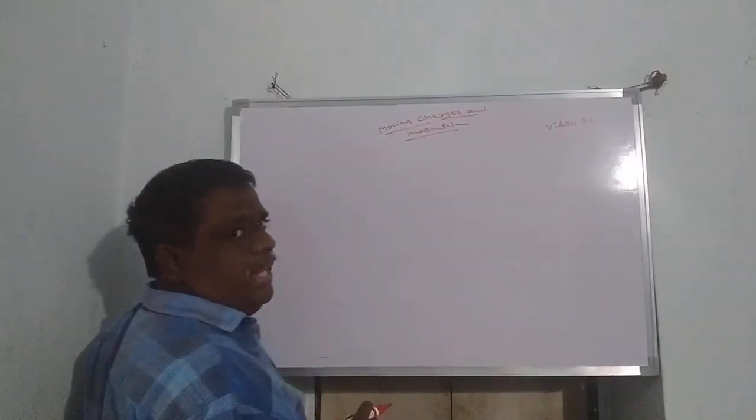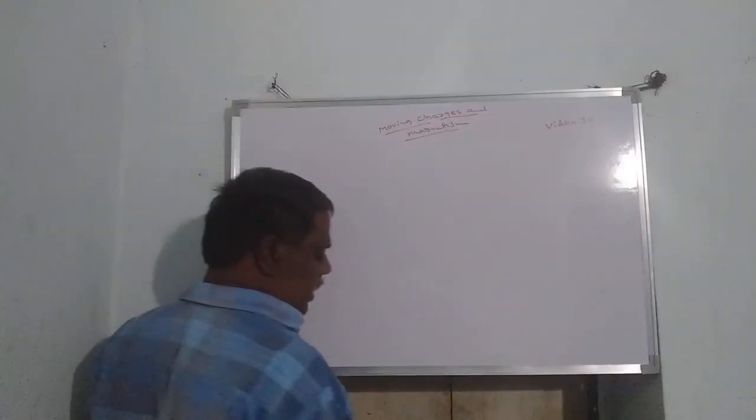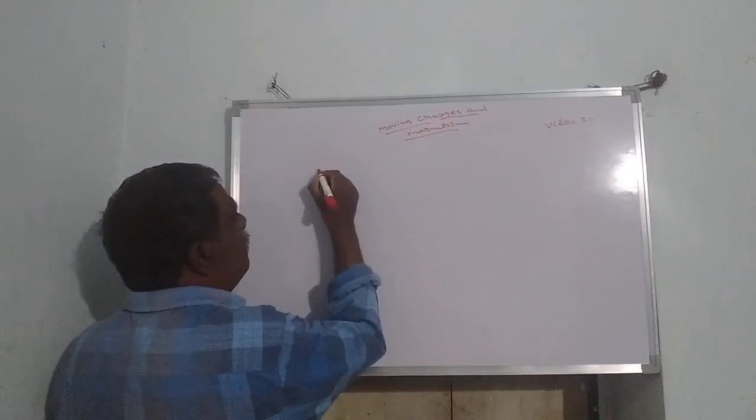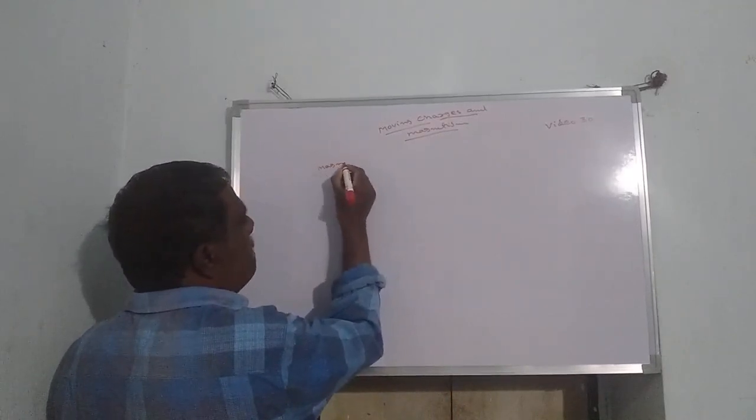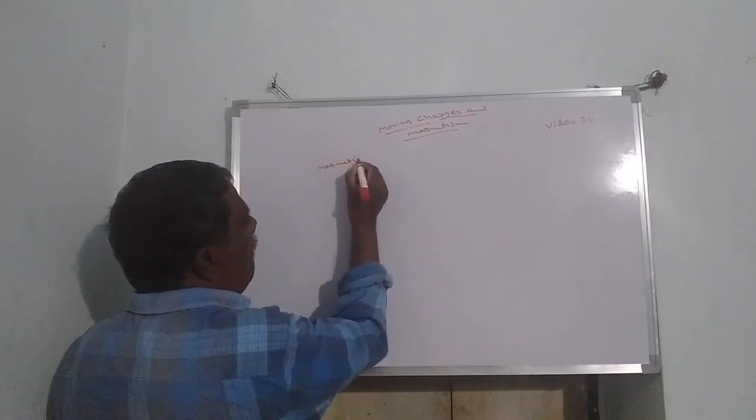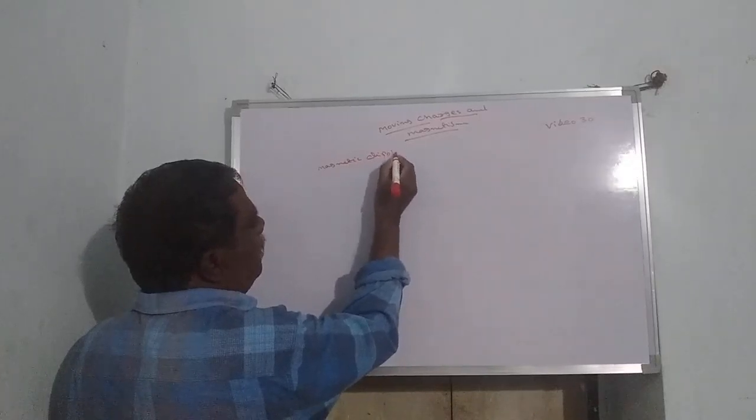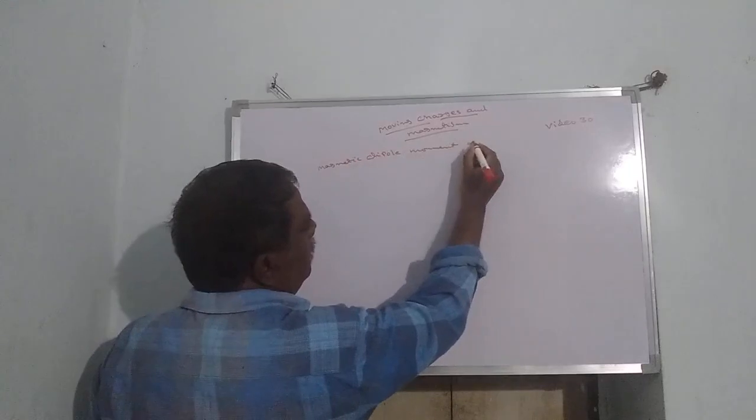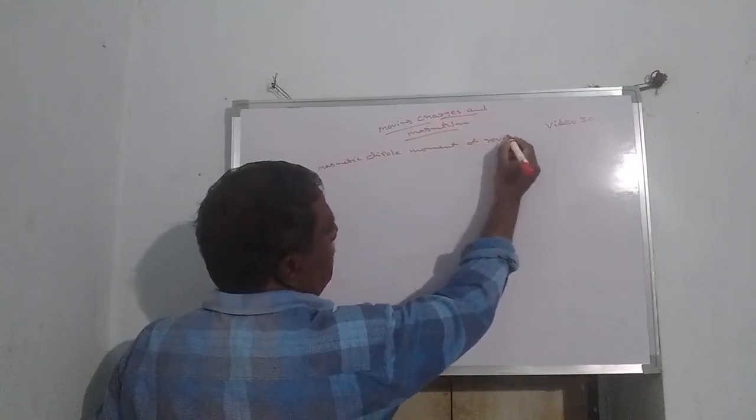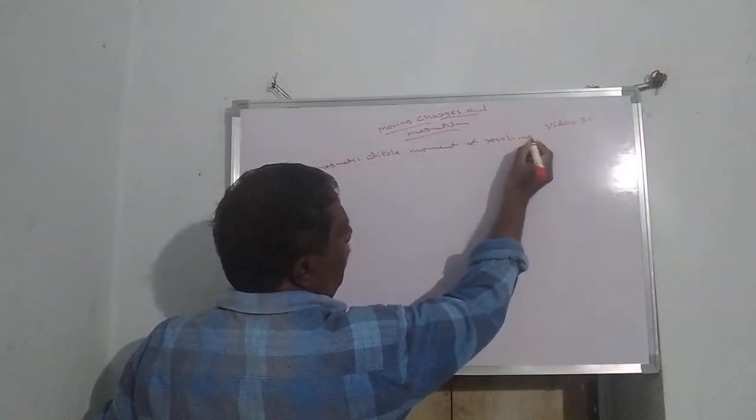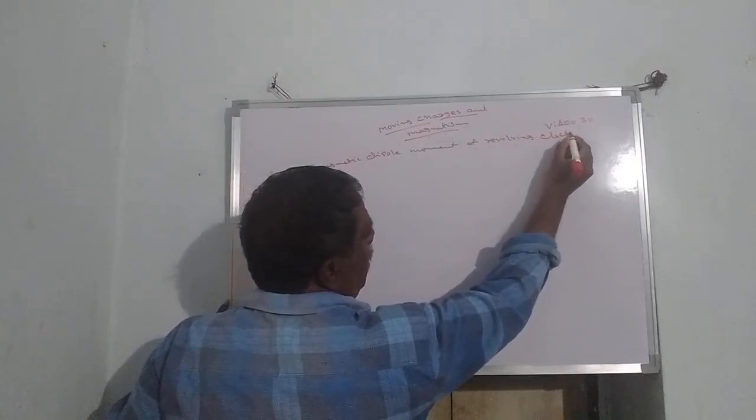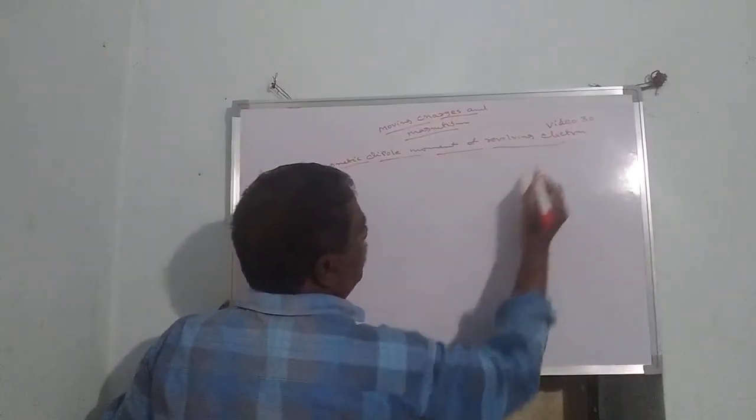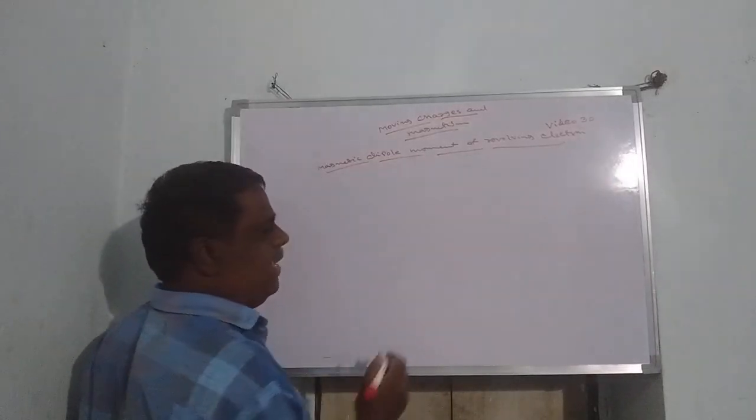So we will continue with the remaining topics. So next topic, magnetic dipole moment of revolving electron. Dipole moment, this topic, magnetic dipole moment of revolving electron.